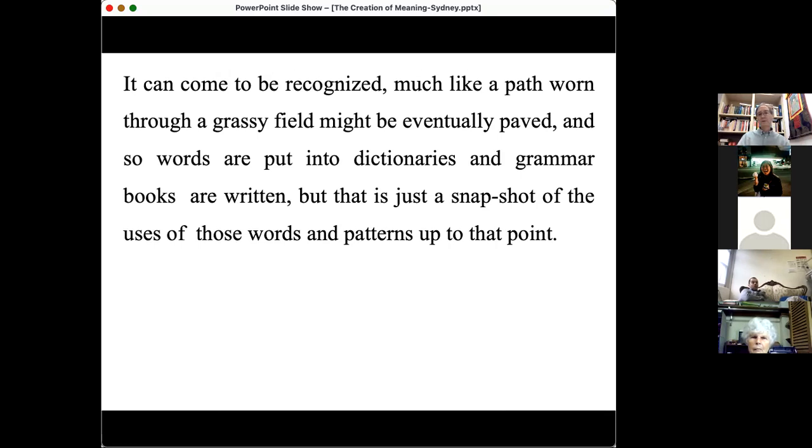and with language, words can be put in dictionaries and grammar books are written, but that's just a snapshot of the uses of the words and patterns up to that point in terms of language. It of course should never be prescriptive or anything like that.